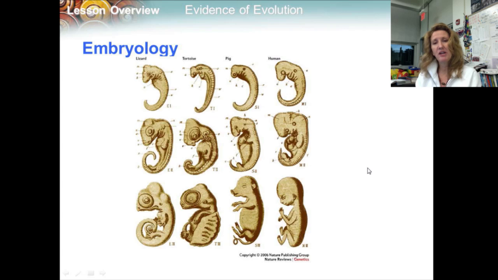Similar patterns of embryological development provide further evidence that organisms have descended from a common ancestor. Evolutionary theory offers the most logical explanation for these similarities and patterns of development. So look at the lizard, the tortoise, the piggy, and the human. Really similar. Again, makes you think.